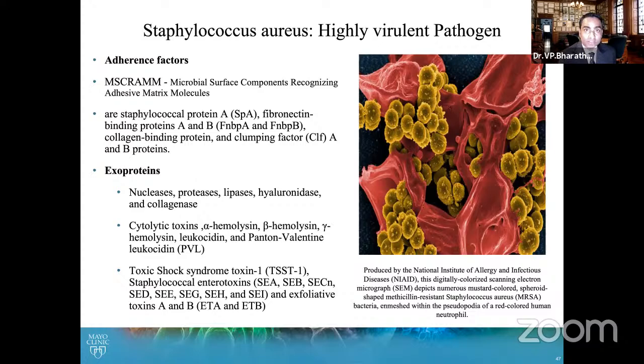As we discussed before, Staph aureus is highly virulent. It has become the number one cause of endocarditis, both in the native valve and the prosthetic valve scenario, and also in the ICD pacemaker scenario in the world. One of the reasons is it has a lot of surface proteins, the microbial surface components recognizing adhesive matrix molecules. It can bind to fibrin and clumping factors.